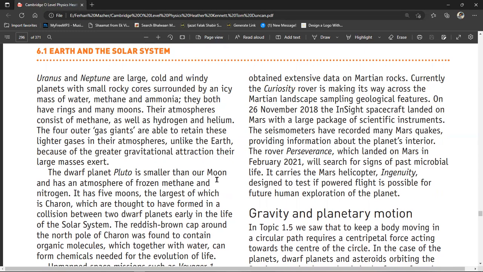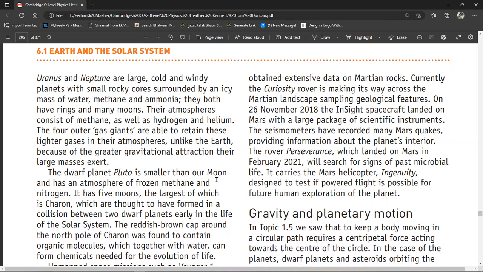Currently, the Curiosity rover is making its way across the Martian landscape, sampling geological features. On 26 November 2018, the InSight spacecraft landed on Mars with a large package of scientific instruments. The seismometers have recorded many Mars quakes, providing information about the planet's interior.